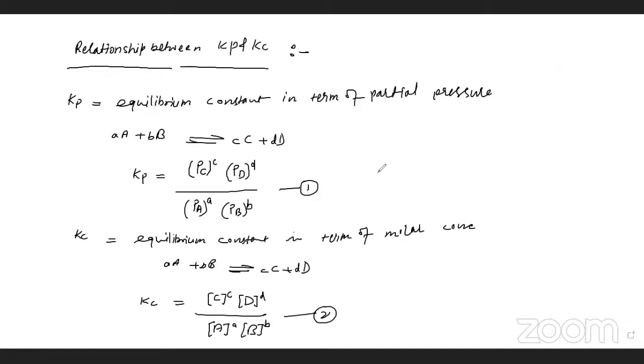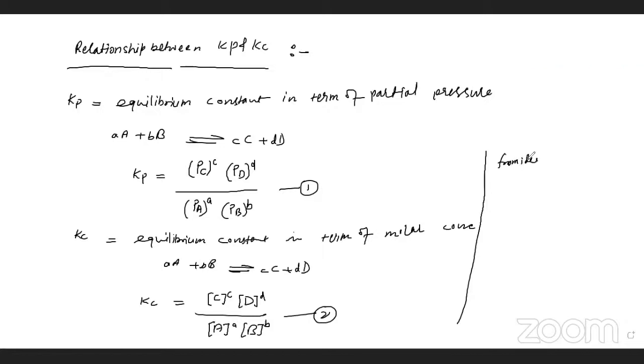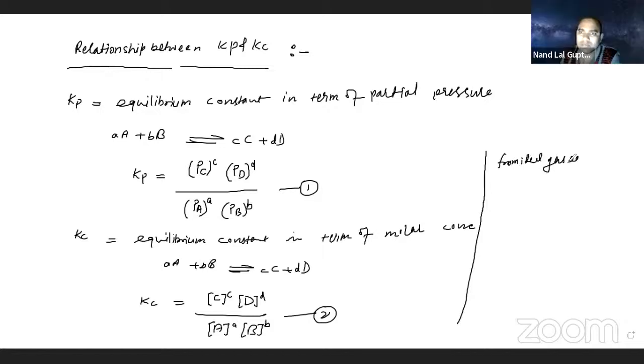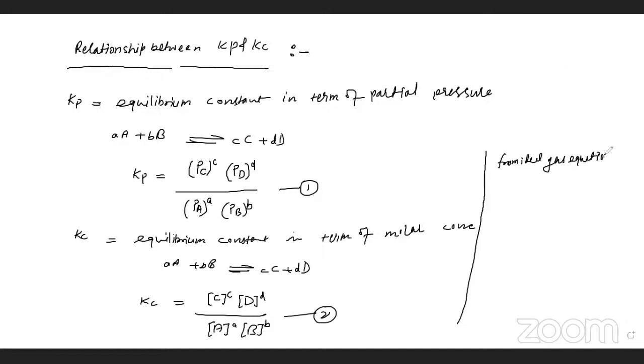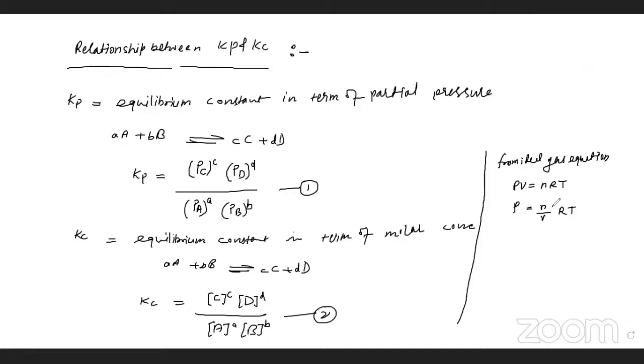Now, what is the relationship between Kp and Kc? That we have to understand. Here I am writing from the ideal gas equation. Do you know the ideal gas equation? PV equal to nRT, so P is equal to n by V times RT. What is the meaning of n by V? It means number of moles per liter volume.